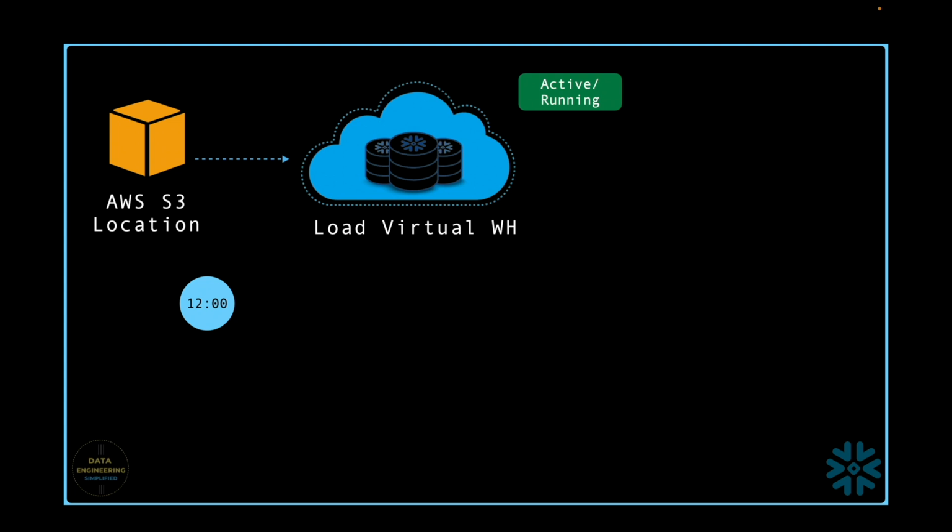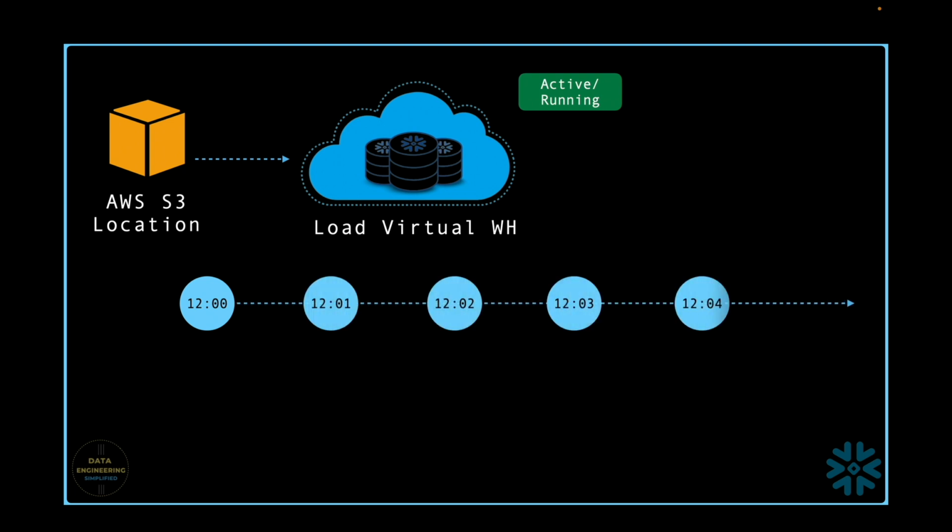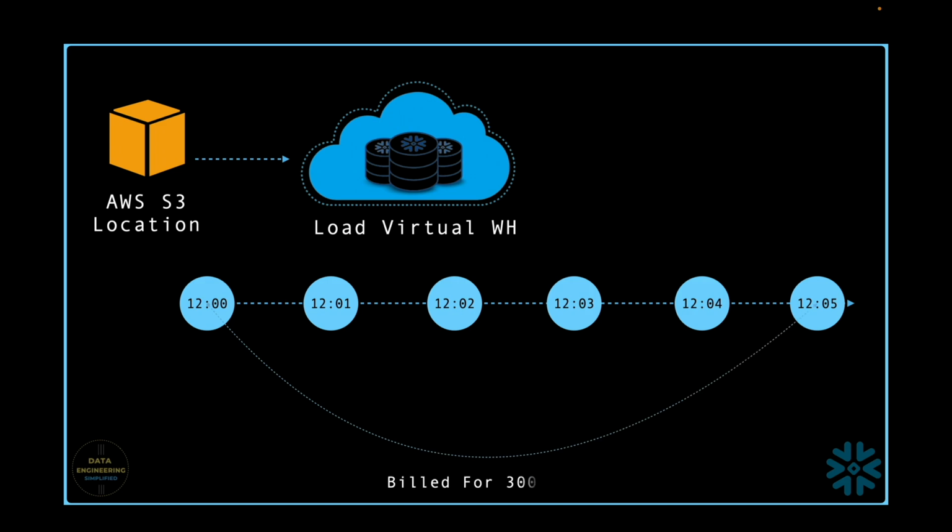Now, the default auto-suspend parameter is 5 minutes, equal to 300 seconds. This virtual warehouse, which just started running, will be active for the next 5 minutes even if there is no workload running. So, if your copy command is taking 30 seconds or maybe 90 seconds, the workload cost will be equal to the virtual warehouse uptime, and in this case, close to 300 seconds.